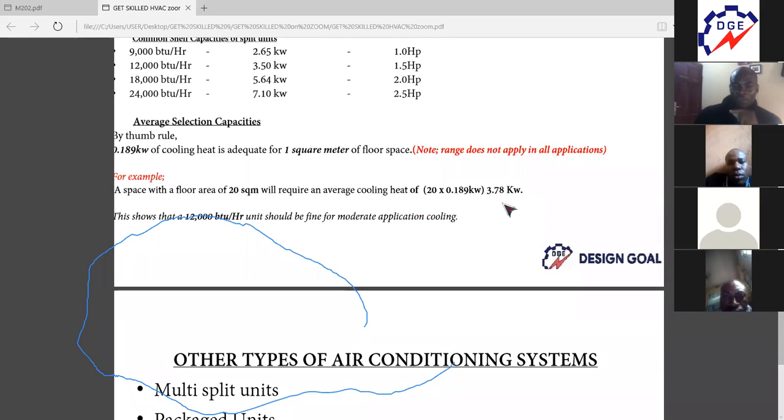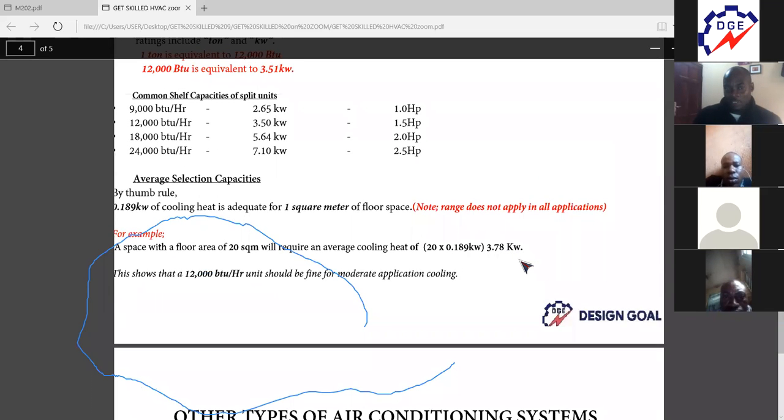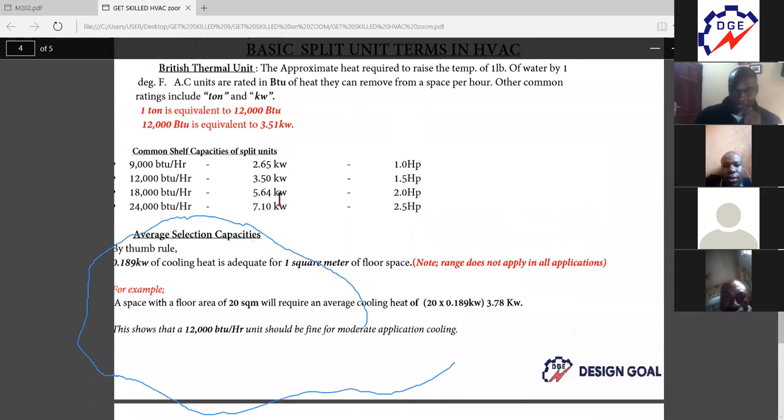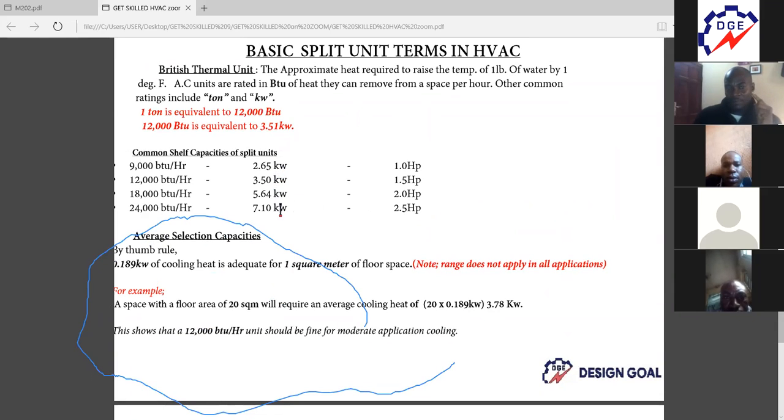What it will tell you, for instance, if you convert 3.78 kilowatts, is where 3.78 kilowatts falls in these shelf capacities. We have 2.65, we have 3.50, then we have 5.64 kilowatts, then we have 7.10 kilowatts. We have an average value here. 3.78 kilowatts falls between 3.50 kilowatts and 5.64 kilowatts.